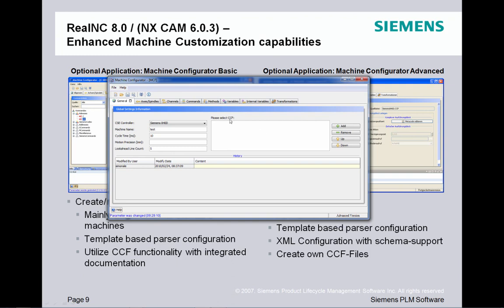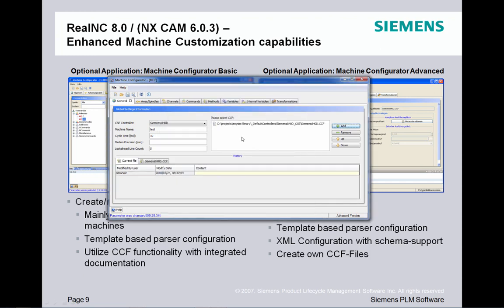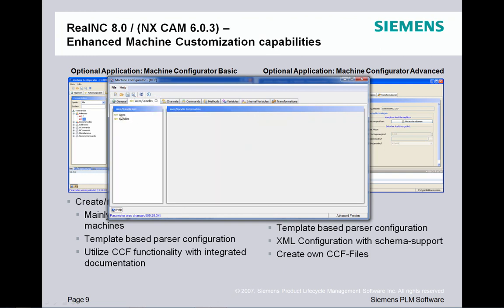A controller configuration file is kind of a library of reusable functionality. With NX, we ship a couple of CCF files for common controllers like the 840D, the FANUC controller, or the Heidenhain controller, but you can also create your own or extend the existing ones. So I've just, for example, used the 840D one.